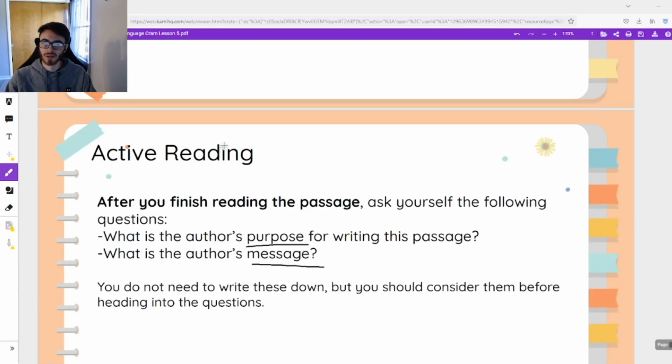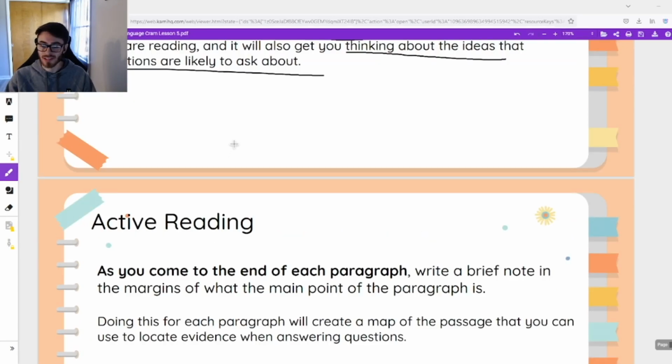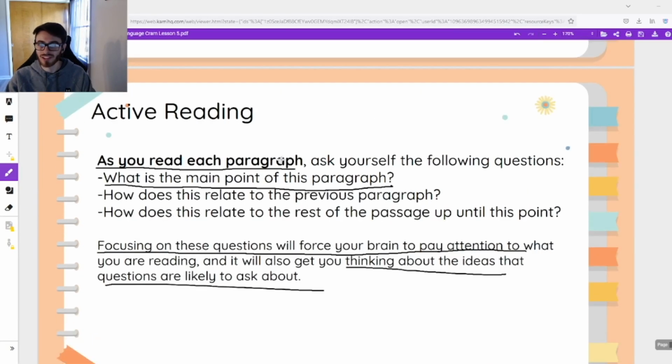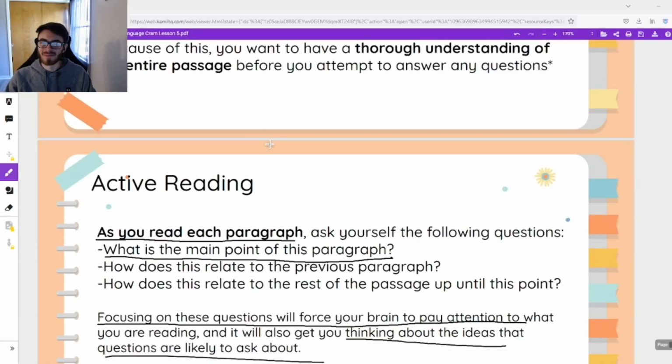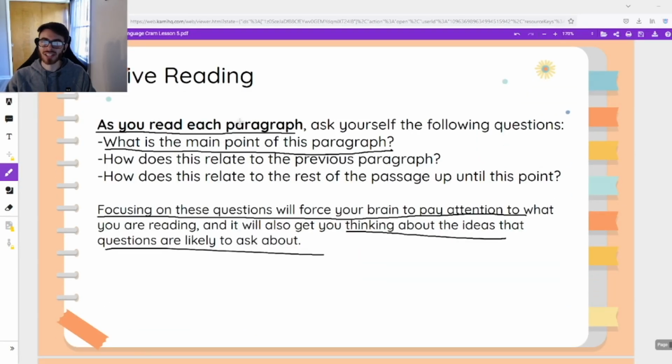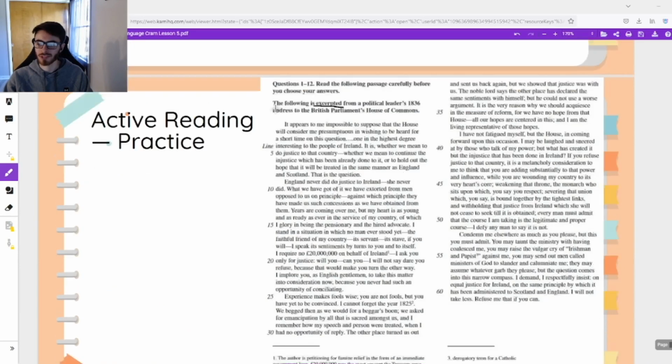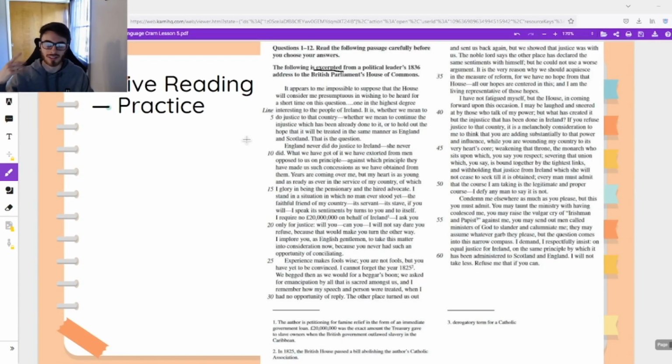So what is our first step? I have to sneeze, but it's not coming. If I just sneeze at any point, I apologize about that. As our first step with the active reading, as we read each paragraph, think about the main point, how it relates to the previous paragraph, and how it relates to the rest of the passage up until this point. So let's get started with those thoughts in mind as we're reading.